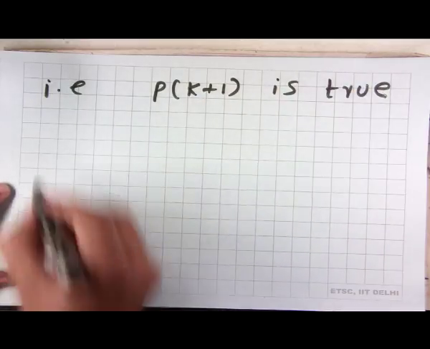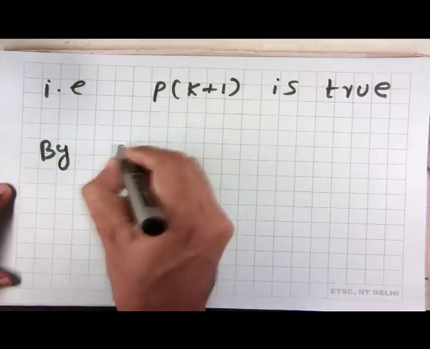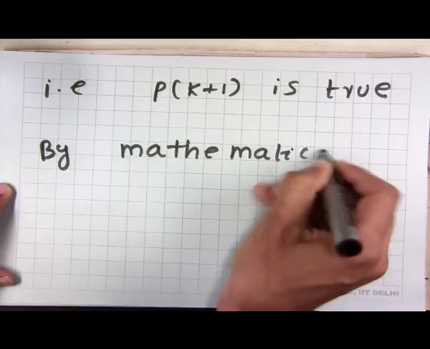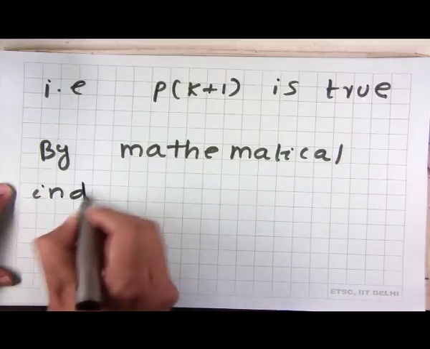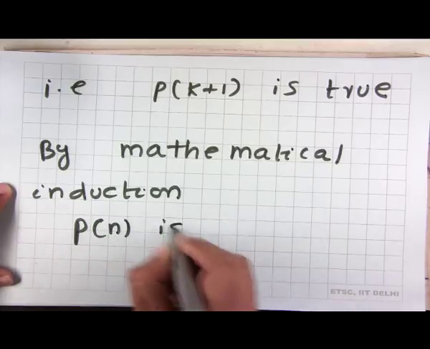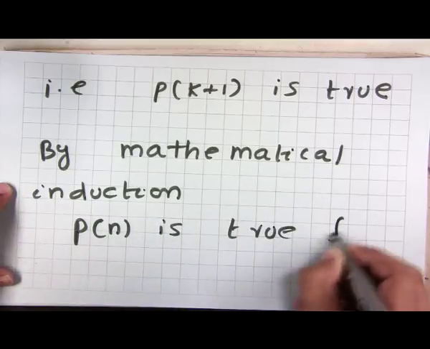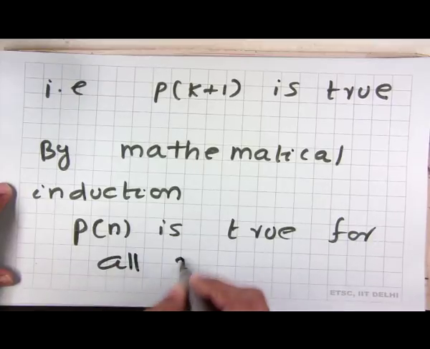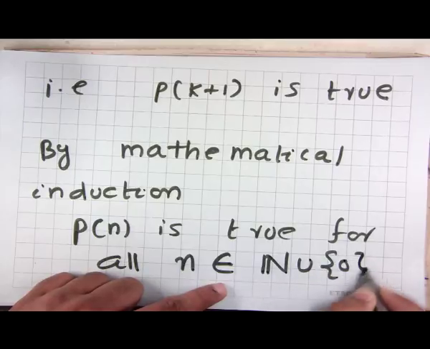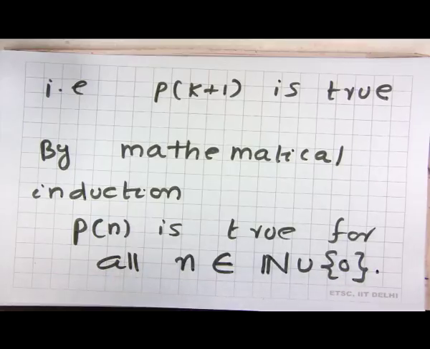Thus, by induction, P of n is true for all n from the set N union 0. Thus, we prove a basic result from set theory. A set with n elements has precisely 2 power n subsets.